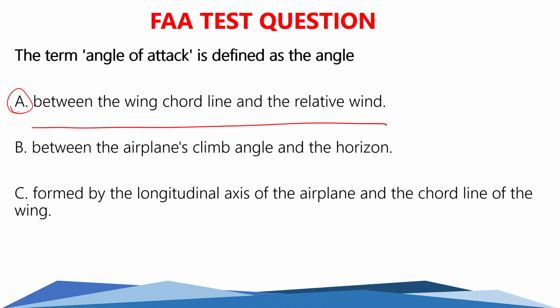For anybody that said B, that's actually incorrect because there's actually no specific term for the airplane's climb angle on the horizon. Anybody that said C, you guys are advanced students, that's called the angle of incidence, which is something we've never talked about either. I only try to give you guys test questions that we talk about for actually providing them.